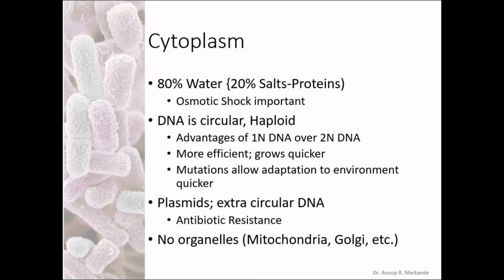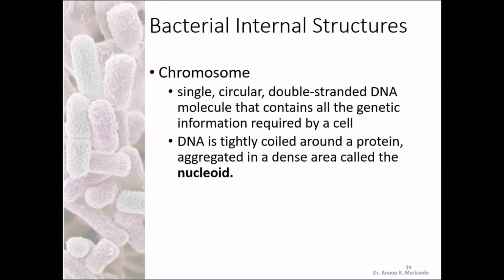As discussed before, the bacterial or prokaryotic cytoplasm lacks cell-bound organelles like mitochondria or Golgi. The bacterial internal structure also includes a chromosome, which is a single circular double-stranded DNA molecule that contains all the genetic information required by a cell. DNA is tightly coiled around protein, aggregated in a dense area called the nucleoid.